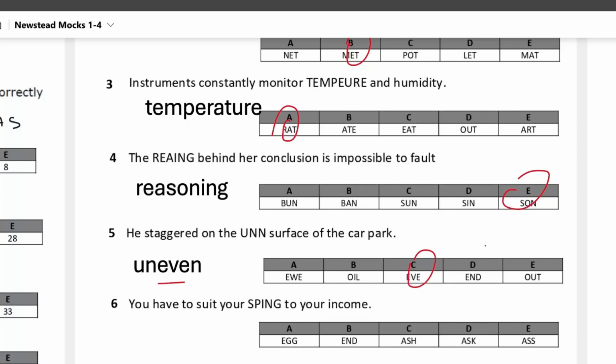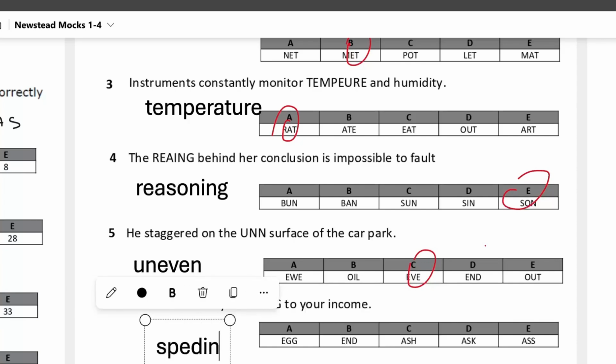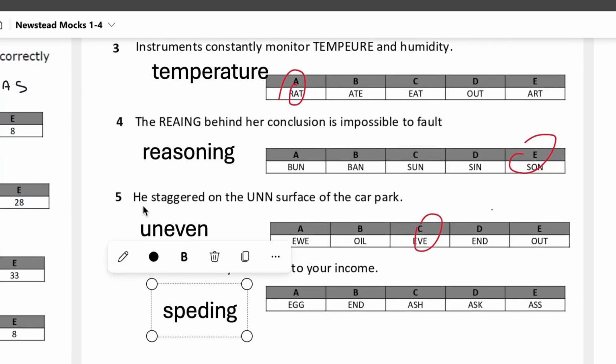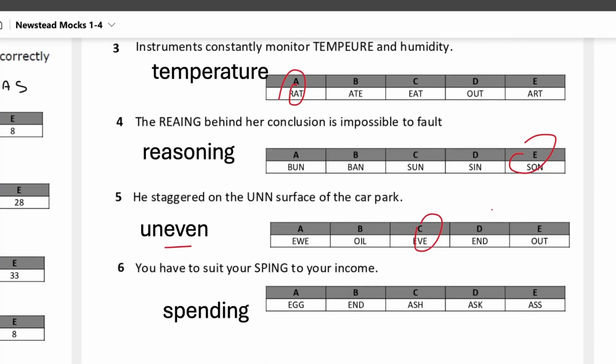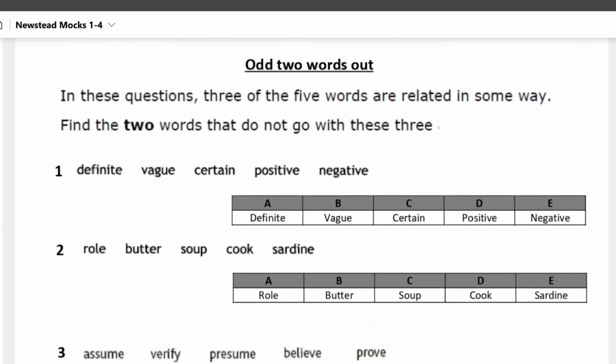Then you have to suit your spending to your income, we get B. For these questions, we have 2 words. We have words that mean definitely, like definite, certain, positive, and then vague and negative means not the same thing.